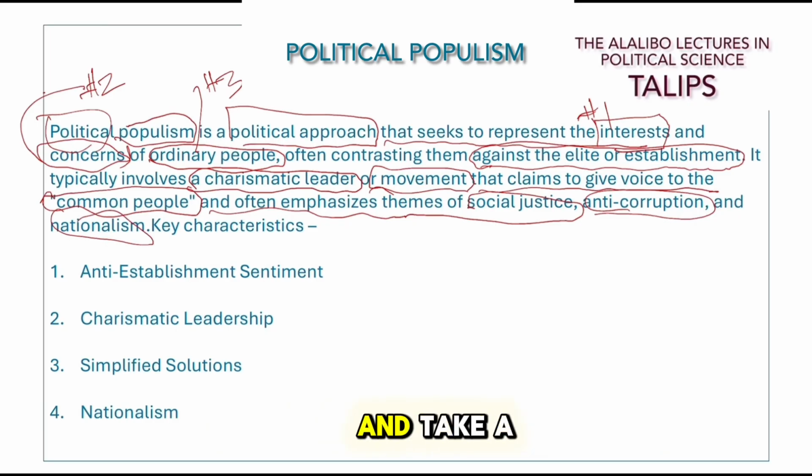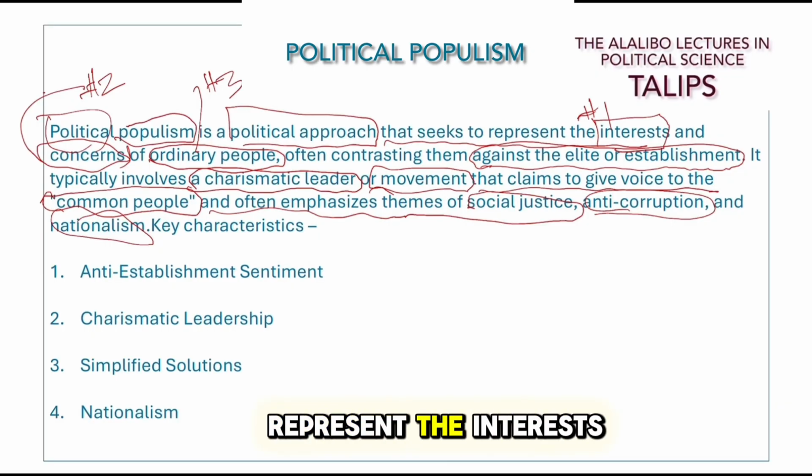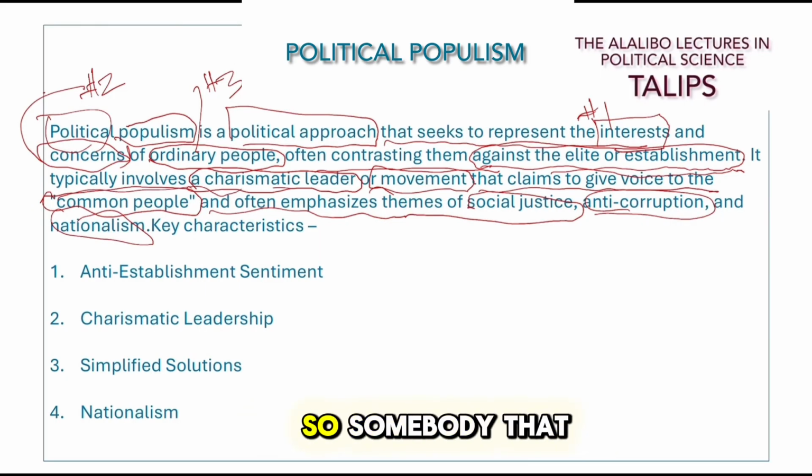So let's pause and take a look at this a bit more closely. Political populism, it's a political approach that seeks to represent the interests and concerns of ordinary people, often contrasting those interests and concerns against the elite of the establishment. It typically involves a charismatic leader, right? So somebody that is charismatic enough to articulate those interests and those concerns of the ordinary people in a way that will get the attention of the government and of the elite, or a movement that claims to give voice, right? So here is advocacy.